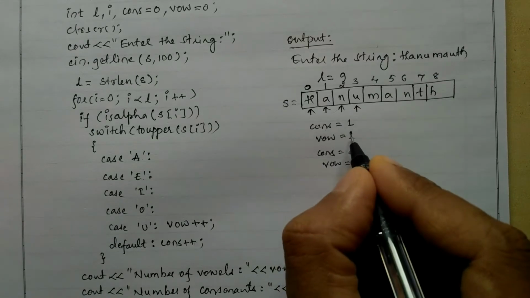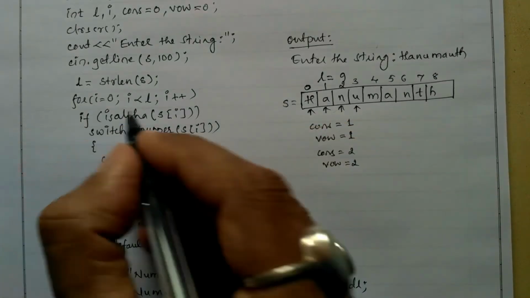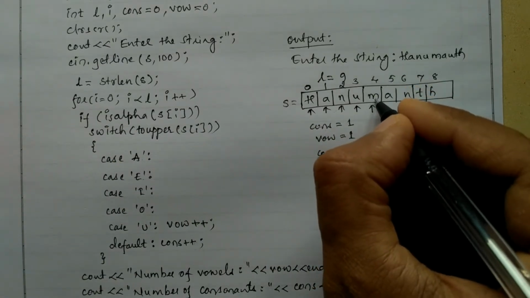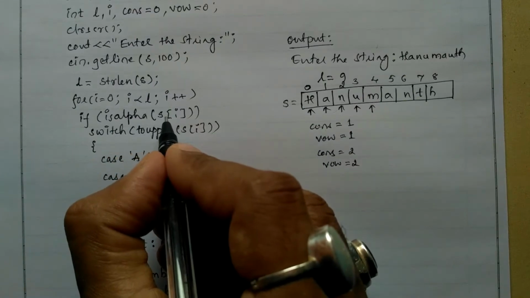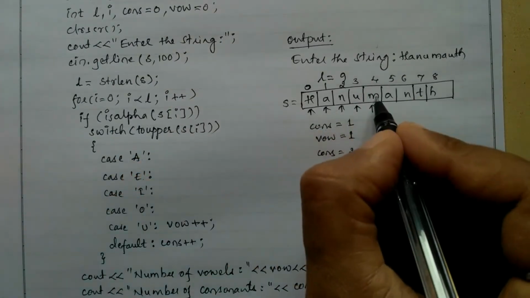Now vowel, earlier it was 1, now it is 2. Once again control transfers to the for loop by incrementing the value of i by 1. Now it is pointing to index number 4, that consists of m. So is alphas of 4, that is m? Yes, it is true. Switch to upper, so it will become capital M.